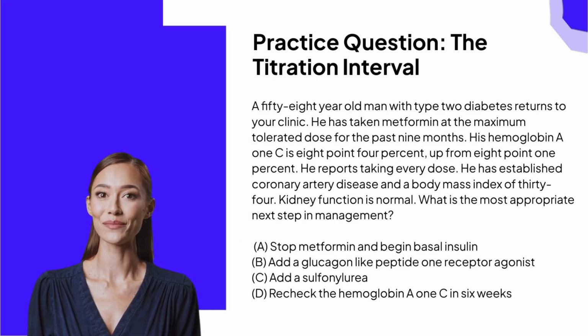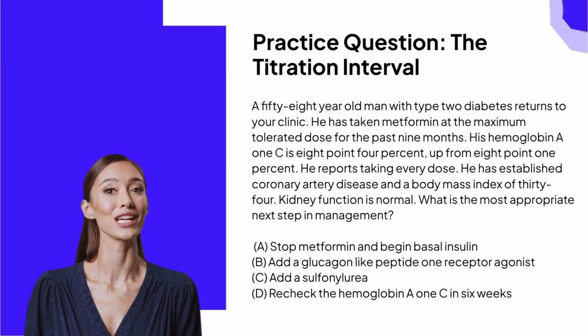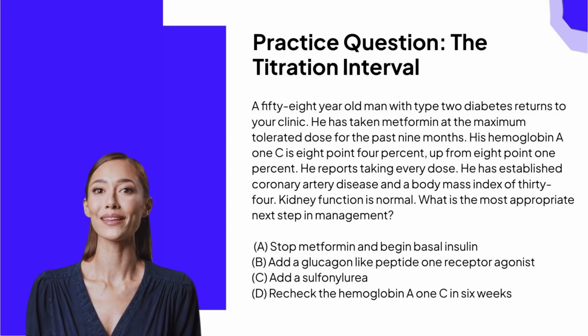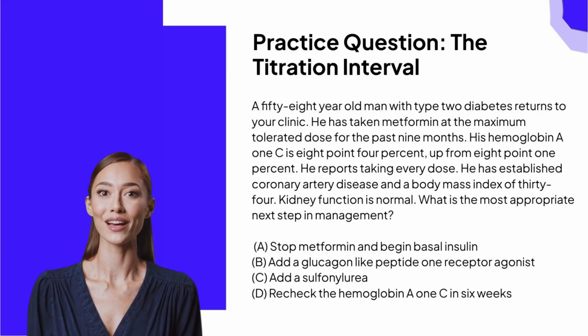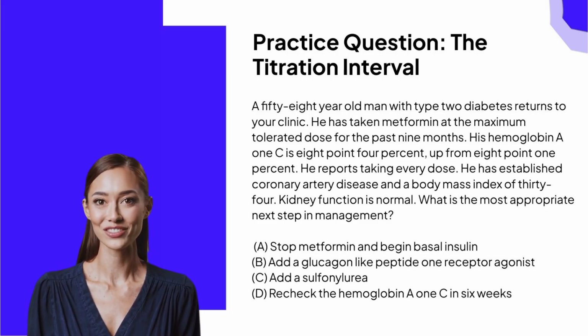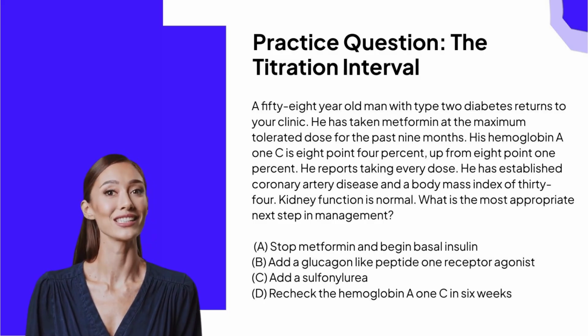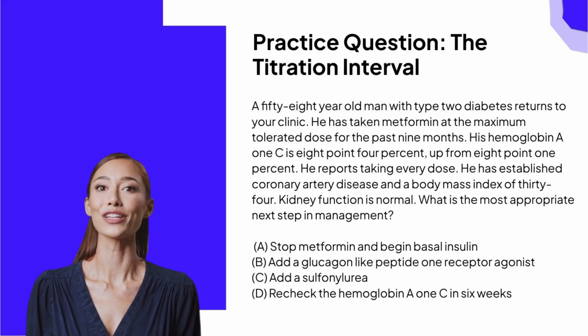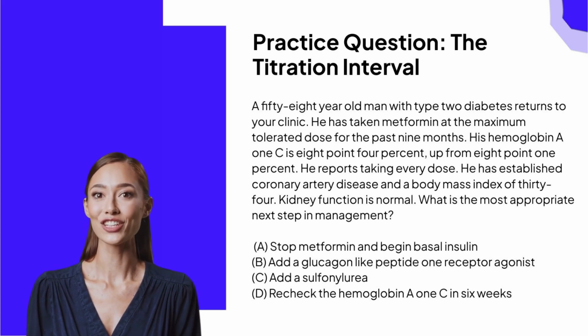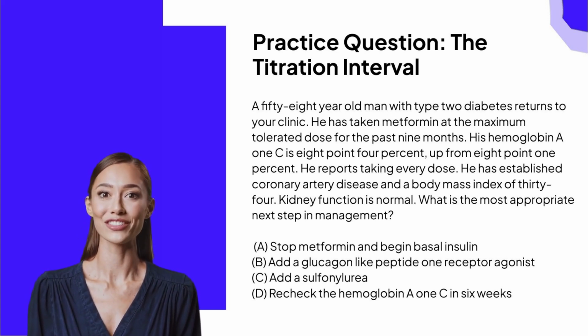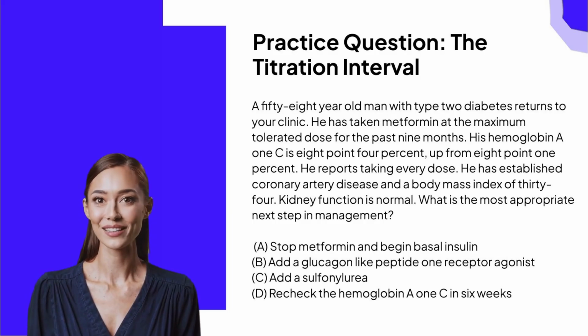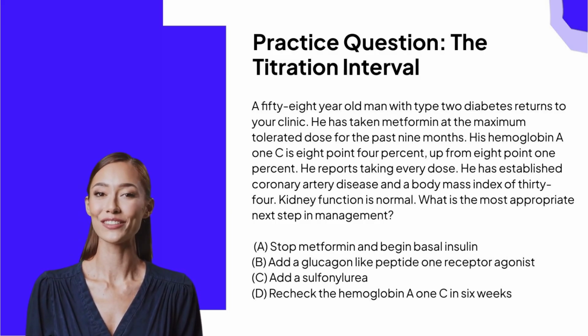Find your 3 numbers. A 58-year-old man with type 2 diabetes returns to clinic. He's taken maximum tolerated metformin for 9 months. His A1C is 8.4%, up from 8.1. He takes every dose. He has established coronary artery disease and a BMI of 34. Kidney function is normal. Most appropriate next step? A. Stop metformin and begin basal insulin. B. Add a GLP-1 receptor agonist. C. Add a sulfonylurea. D. Recheck the A1C in 6 weeks. Work the 3 numbers, find the tiebreaker, and pick.